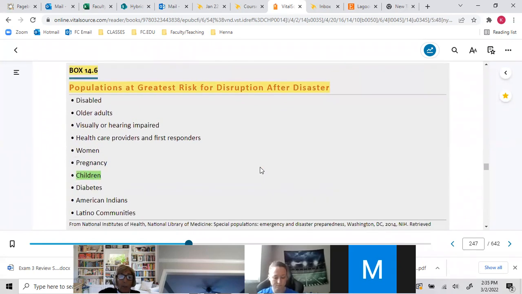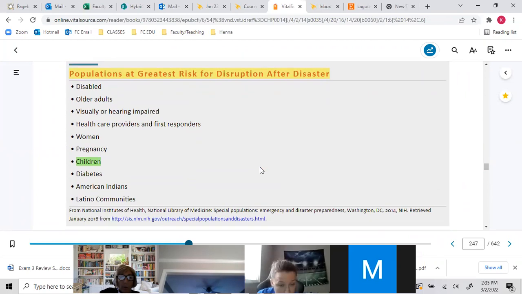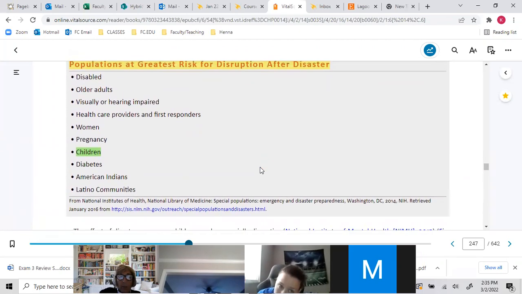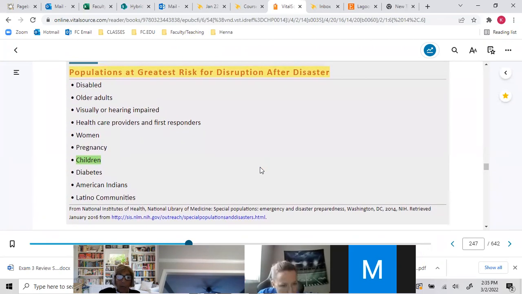Okay, 14.6. Who are the populations at greatest risk for disruption after a disaster? Think about it. Let's say an impending hurricane. Okay, who do we try and focus on? Disabled, elderly, visually or hearing impaired, healthcare providers and first responders.